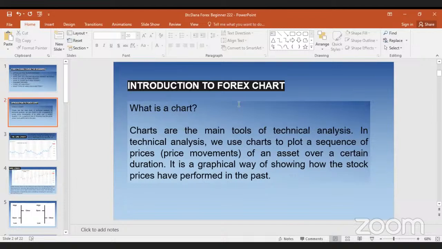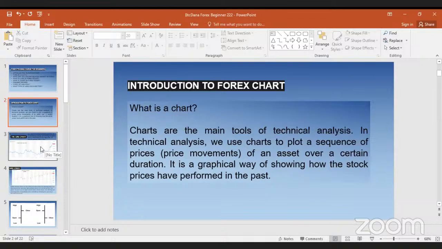So there you see the movement of the market, what the market is doing, how the market is moving. We use charts to plot a sequence of price movement of an asset over a certain duration. It is a graphical way of showing how the stock price has performed in the past. So we use the price of past performance to predict what is going to happen in the future market. That is majorly what we do in the forex chart. I hope you all understand this.